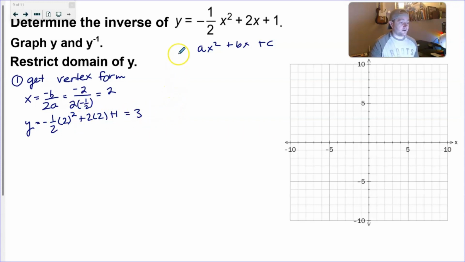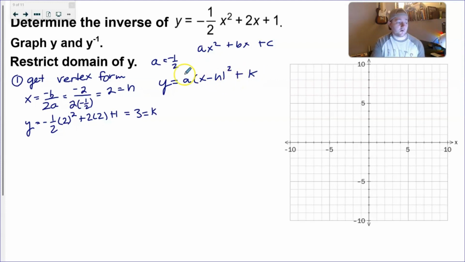With that piece of knowledge and the fact that our a value is negative 1 over 2 and that these are actually h and k, we can write our vertex form. Remember, vertex form is just transformational form of a quadratic. That's it, right? H just represents the shift left or right. K represents the shift up or down. And A represents the stretch. So we get y equals negative 1 over 2, x minus 2 squared plus 3. And there it is. That is our vertex form.